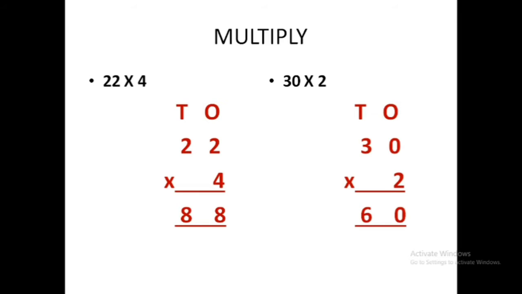Next, how to multiply 30 into 2? First we have to write the numbers, 30 into 2. We have to multiply the ones place numbers first. 0 ones into 2 is equal to 0. We will write 0 in the ones place. 3 tens into 2. 2 into 3 tens is 6 tens. So we will write 6 in the tens place. 30 into 2 is equal to 60.